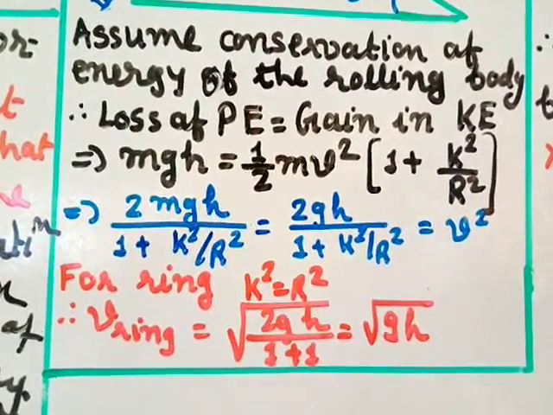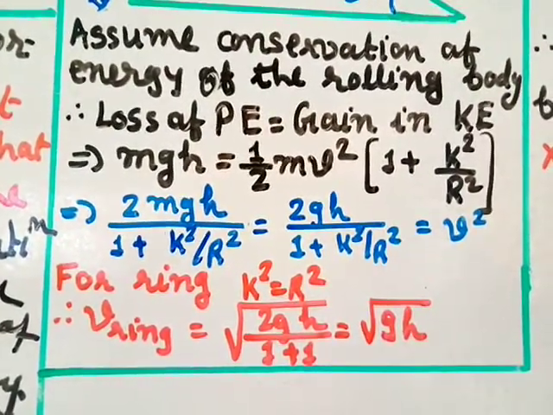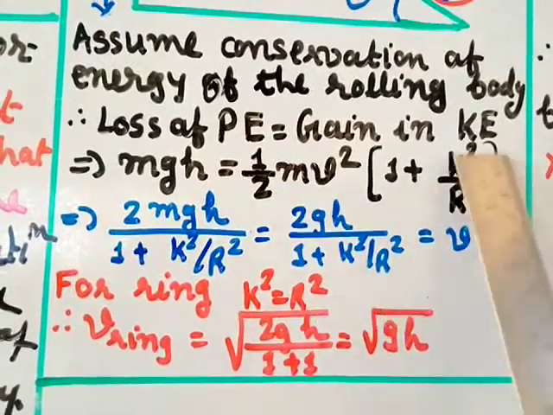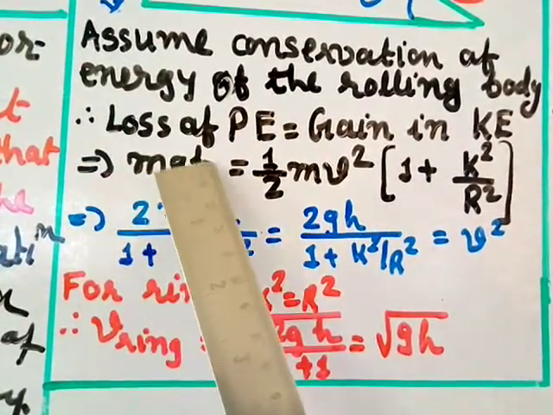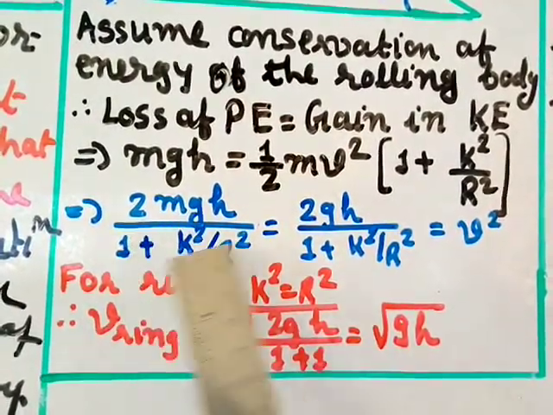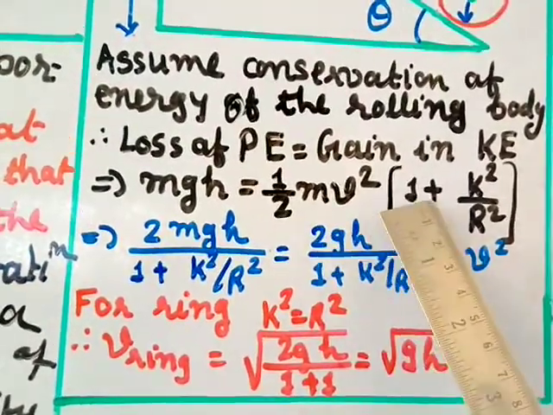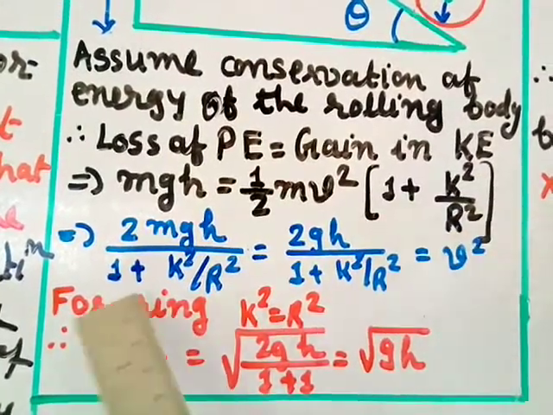Okay, now from here I want to find the velocity. So what I am going to do is make v this side and transfer all these values over here. Then 2 will go in the numerator, so 2mgh, m will go in the denominator, and this 1 plus k square by r square, when you transfer it, will go in the denominator.